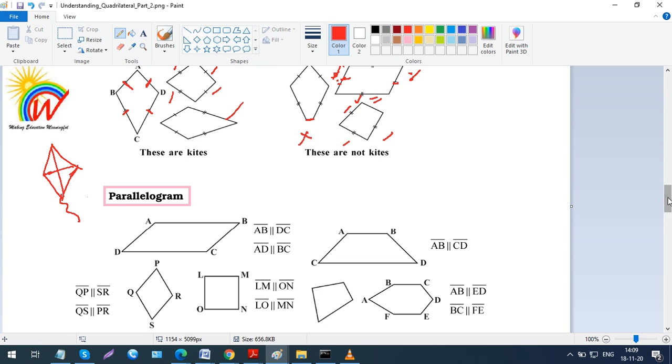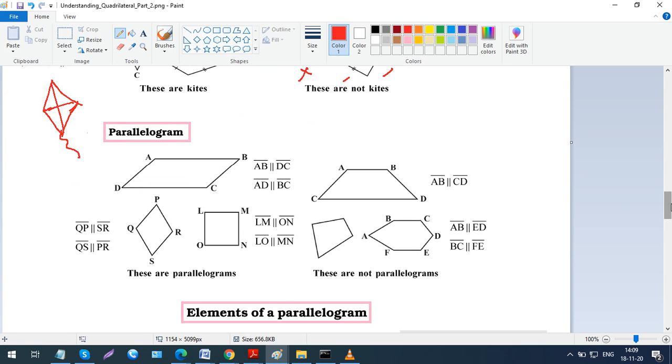All right, now coming to parallelogram. A parallelogram has the opposite pairs parallel, so this and this will be equal first of all, and this will be equal. Also, these two are parallel to each other and these two are parallel to each other. So that is what a parallelogram is. Opposite sides are equal and parallel. This is a case of a parallelogram. Here also this is a case of a parallelogram, and here also.